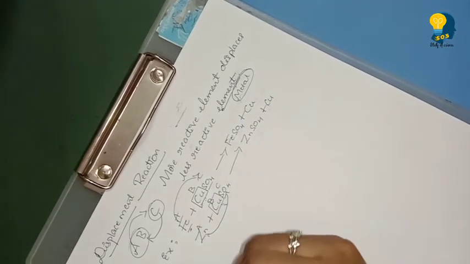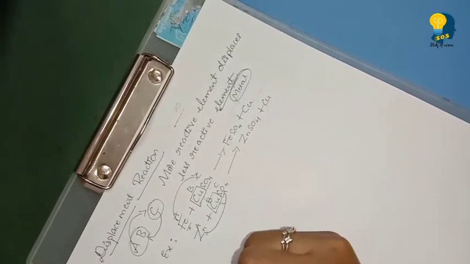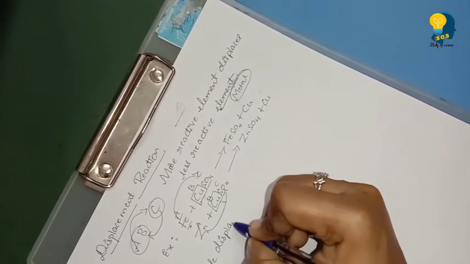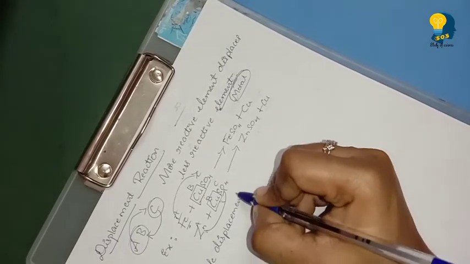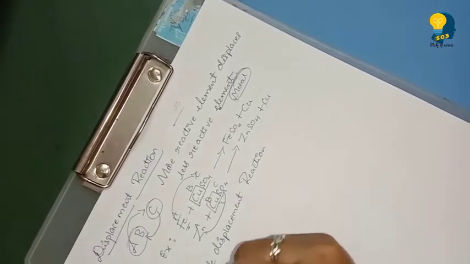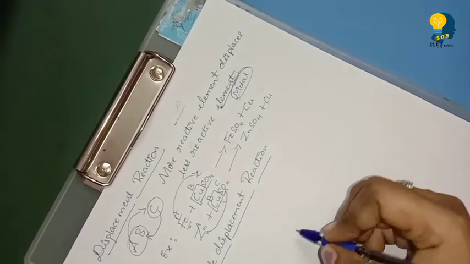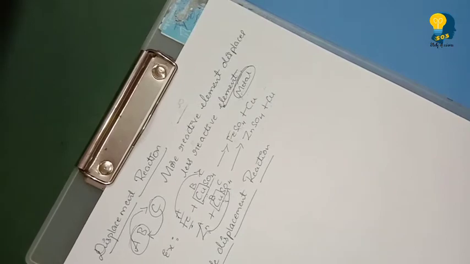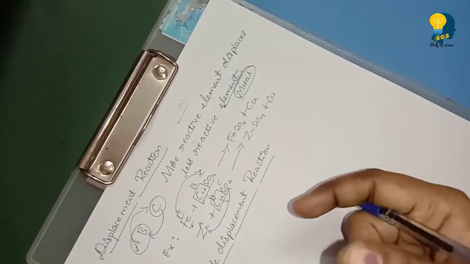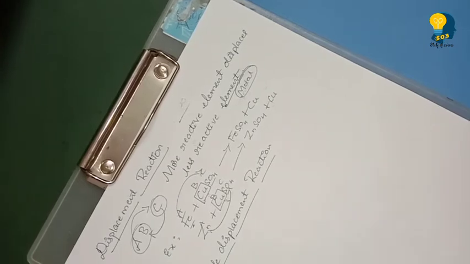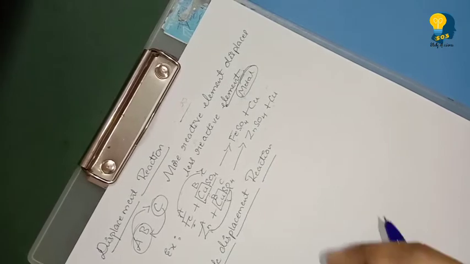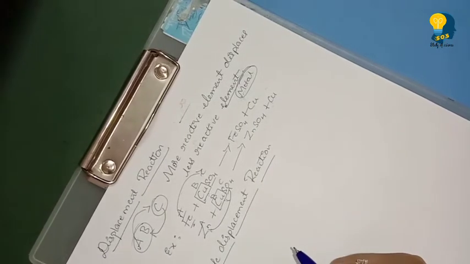Okay. So next, moving to the last type of reaction, double displacement reaction. Double displacement reaction is still more easy. Very simple answer. Here, what is a double displacement reaction? There will be mutual exchange of ions. Ions or atoms can be seen in the double displacement reaction.